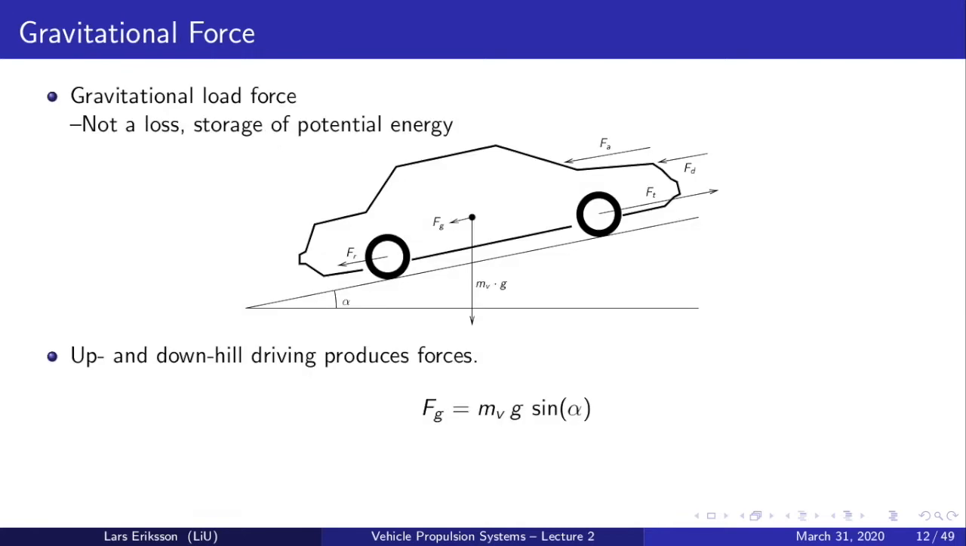The third component is the gravitational force, which is a loading force that we can feel on the vehicle. It is not a loss if we look at it over a driving mission, because we're storing potential energy when we go uphill that we can later recover when we go downhill. If we look at it from a driving perspective, while we're driving right here, right now, we will feel it as either an opposing force or a helping force. And that one is modeled like this: the gravitational force is the mass of the vehicle times the gravitational constant times sine of the slope.